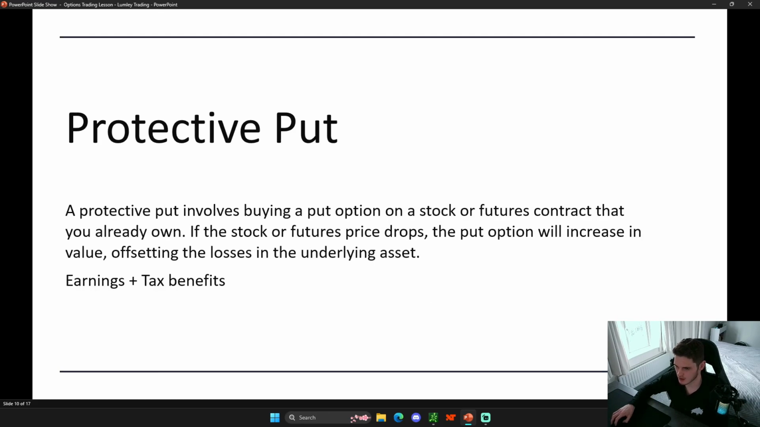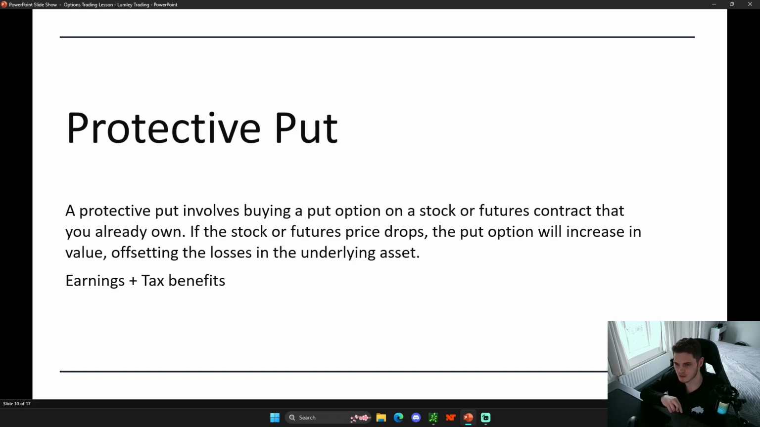Then on to protective puts. One of the key things we'll go through first: it involves buying a put on a stock or future that you already own. We can use Apple as that same example. We own it at $150. Let's say earnings is coming out. You want to be protected if it goes to the downside, but you want to stay in the stock for the upside potential. That's when you can buy a protective put. So if it does crash to the downside, your losses will be limited.